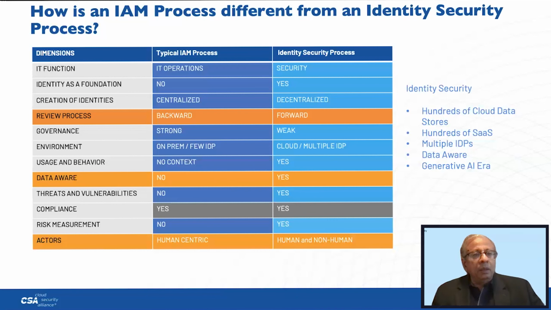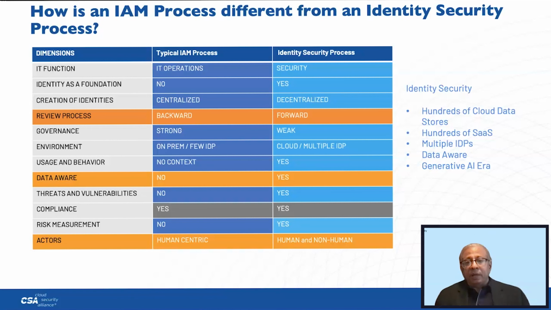Now let's look at the process changes. How is an IAM process different from an identity security process? Let's discuss a bit. The typical IAM process started off as an IT function. It's the IT productivity function. For IAM process, it's mostly concerned with users. Identity was never a foundation of an IAM process. It was mostly focused on users.